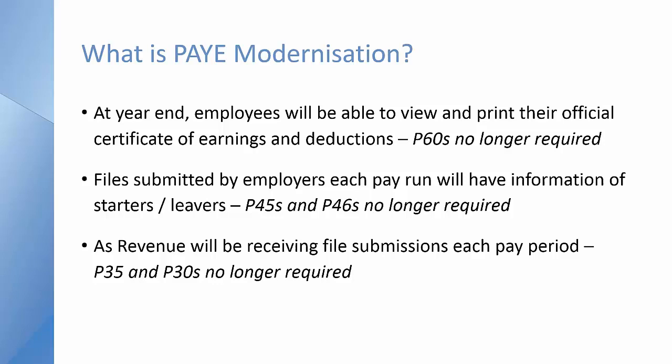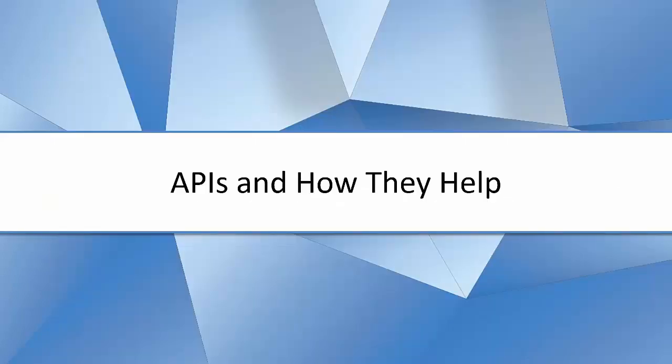This will mean that P45s and P46s are no longer required to be completed by the employer. As revenue will be receiving file submissions each pay period, the annual P35 will no longer be required. In addition, this periodic file will eliminate the need for P30s, so effectively all the P forms are going.